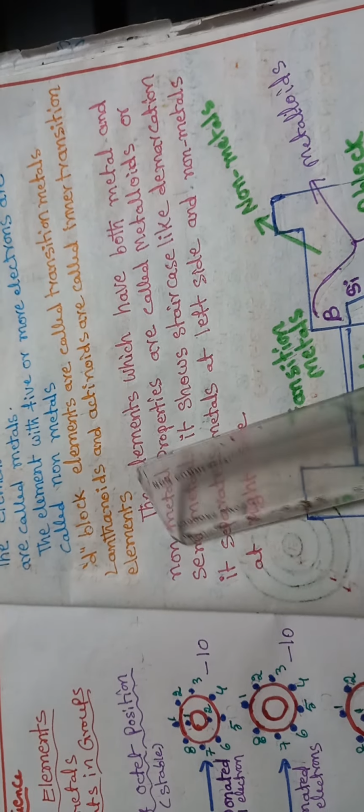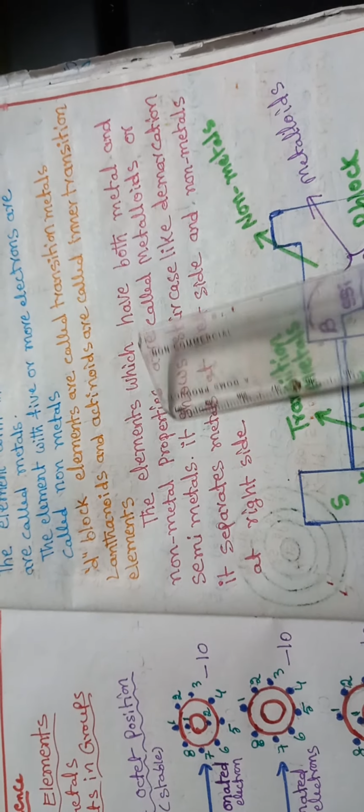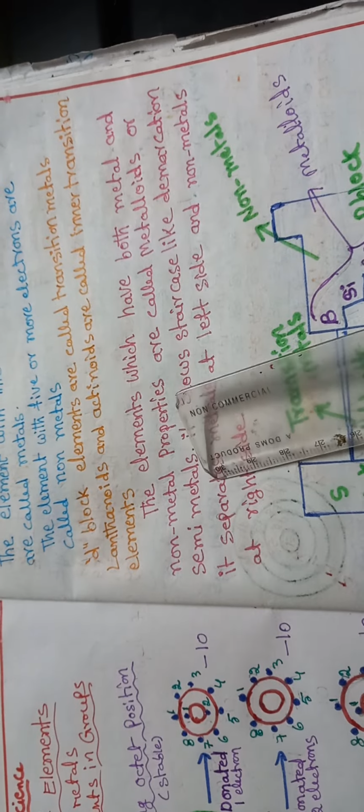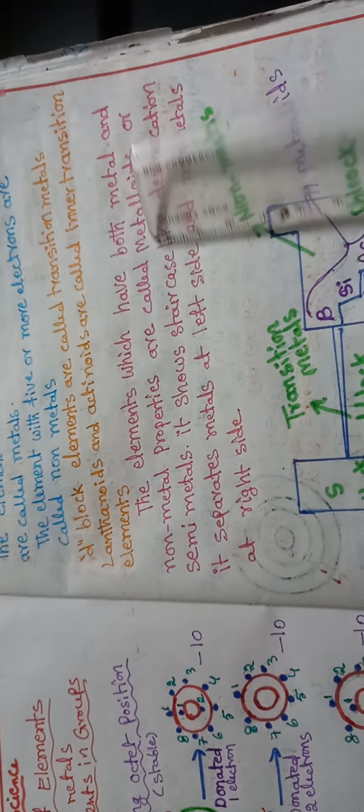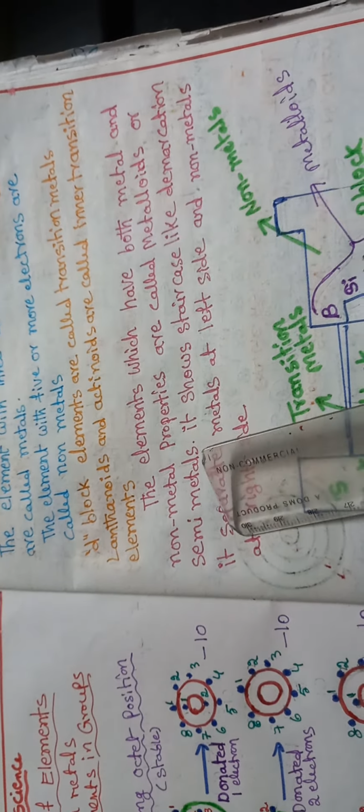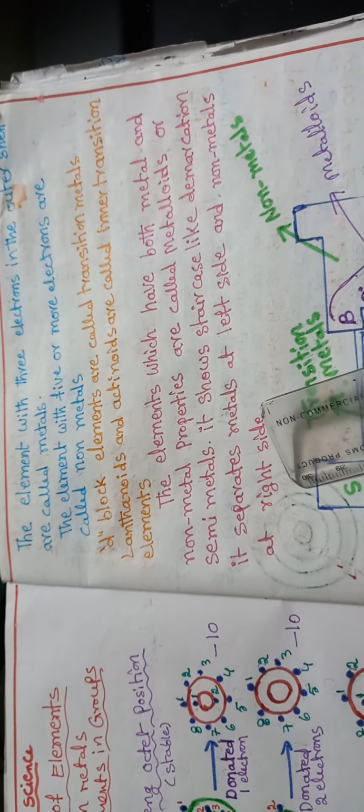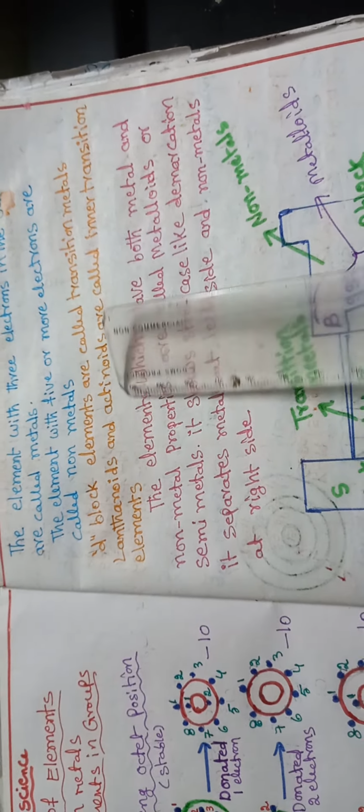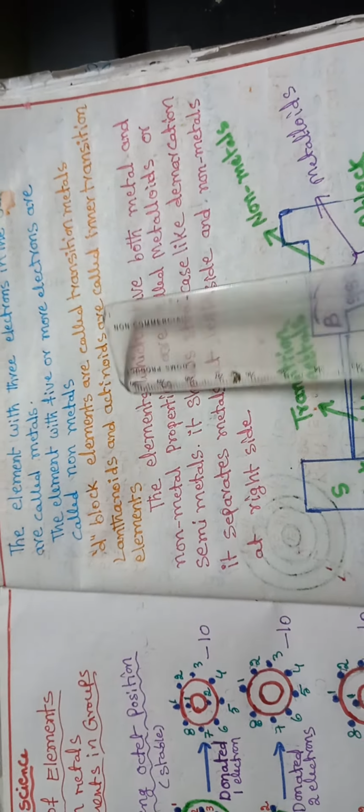Next one, D block elements are called transition metals. Lanthanides and actinides are called inner transition elements. The elements which have both metal and non-metal properties are called metalloids or semi-metals. It shows staircase-like demarcation. It separates metals at left side and non-metals at the right side. So D block elements are called transition metals.